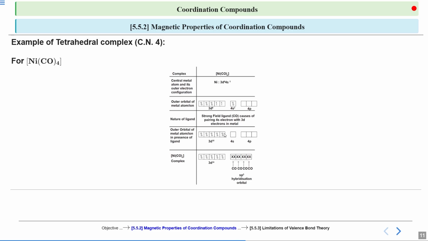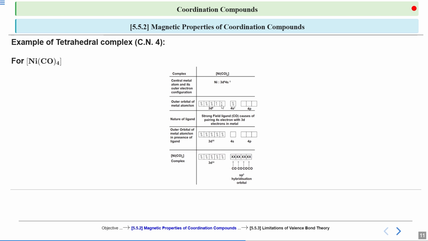What does it mean? If you see the diagram, you can understand. So we have 3d8. Because of the presence of strong field ligands, these two unpaired electrons undergo pairing up. So of these two electrons, one electron will shift here, and this becomes paired. Now the 4s electrons will also go into the 3d orbital, and the pairing will happen. So this 3d8 will become 3d10, because the 4s2 electrons from the 4s orbital will also pair in the 3d orbital. So we already have three paired electrons, they remain as they are.